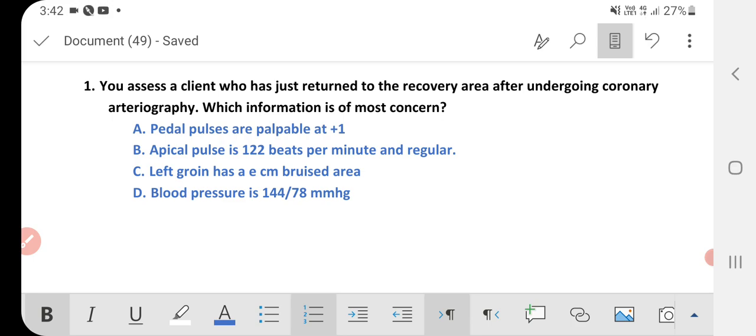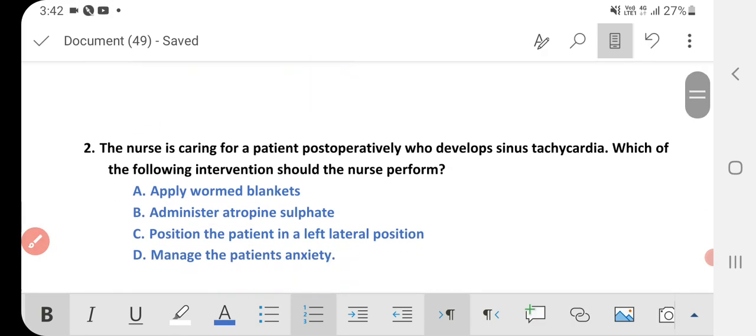So what will the answer be? If the apical pulse is 122 beats per minute and regular, this information is most concerning in a client who has undergone coronary arteriography. B is the right answer.